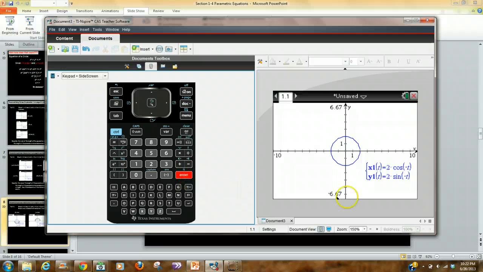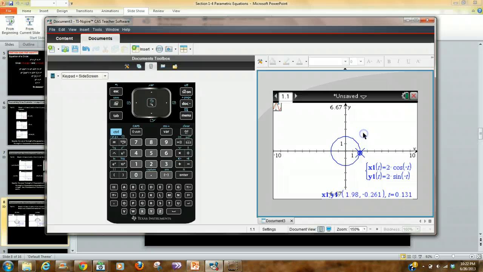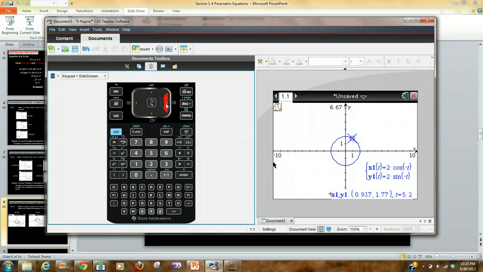Okay, so the circle looks exactly the same like we expected it to. However, what we're going to do is we are going to trace our graph, and I'm going to move my graph guy around here. I'm looking for t to equal 0. I'm at 5.8, I'm at 6, I'm at 6.1, 6.2. Here we go. t is equal to 0 right here. You can see t is equal to 0. So here's my starting point.